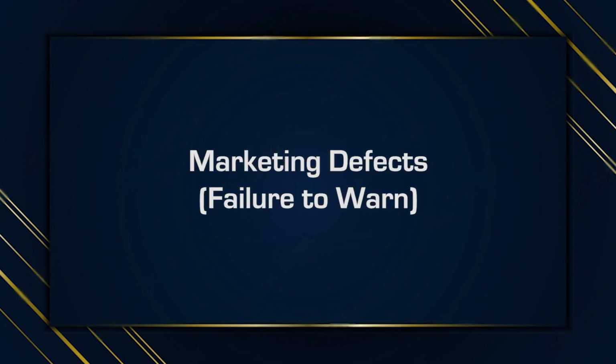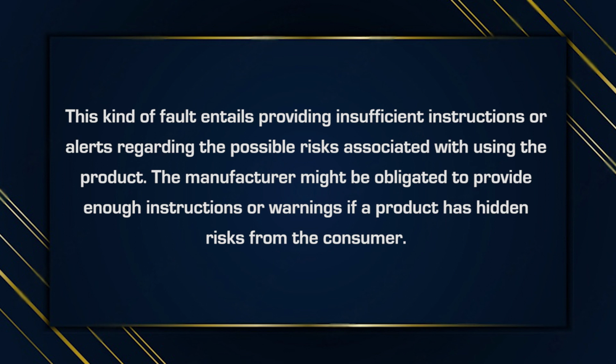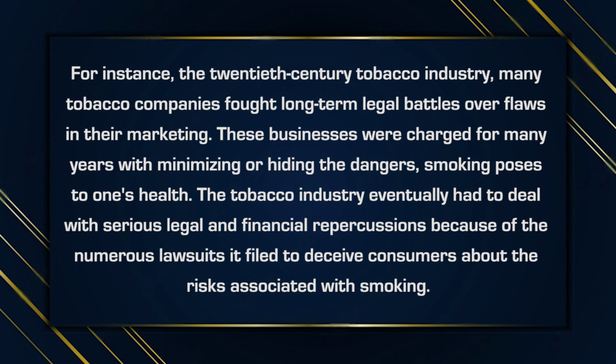Marketing defects. Failure to warn. This kind of fault entails providing insufficient instructions or alerts regarding the possible risks associated with using the product. The manufacturer might be obligated to provide enough instructions or warnings if a product has hidden risk for the consumer. For instance, in the 20th century tobacco industry, many tobacco companies fought long-term legal battles over flaws in their marketing. These businesses were charged for many years with minimizing or hiding the dangers smoking poses to one's health. The tobacco industry eventually had to deal with serious legal and financial repercussions, because of the numerous lawsuits filed over deceiving consumers about the risks associated with smoking.